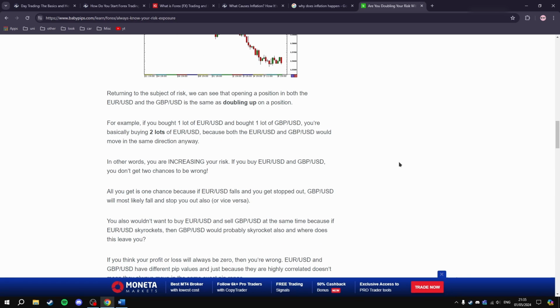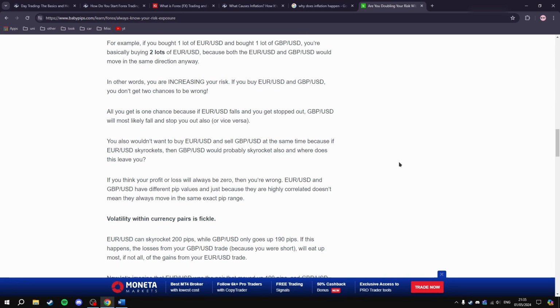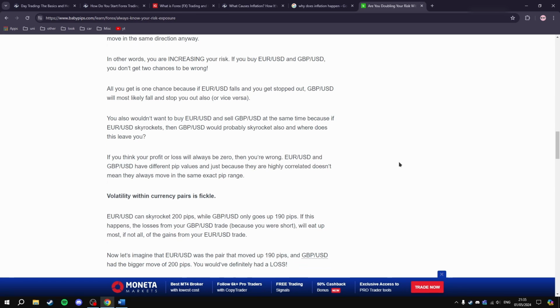For example, if you bought one lot of Euro-USD and bought one lot of GBP-USD, you're basically buying two lots of Euro-USD, because both the Euro-USD and the GBP-USD would move in the same direction anyway. In other words, you are increasing your risk if you buy Euro-USD and GBP-USD. You don't get two chances to be wrong. All you get is one chance, because if Euro-USD falls and you get stopped out, GBP-USD will most likely fall and stop you out also, or vice versa.